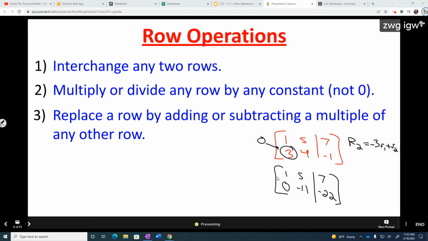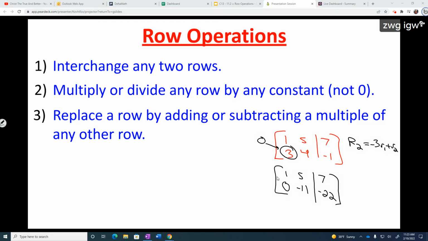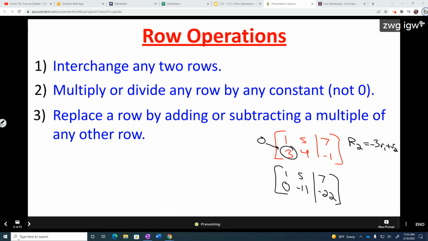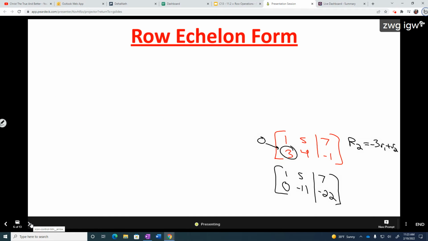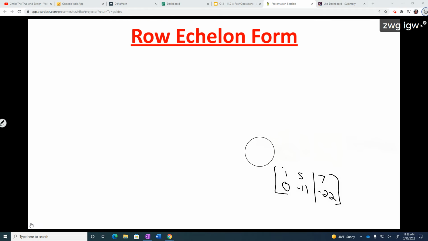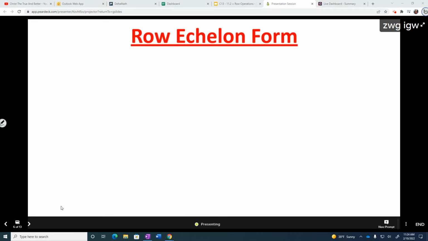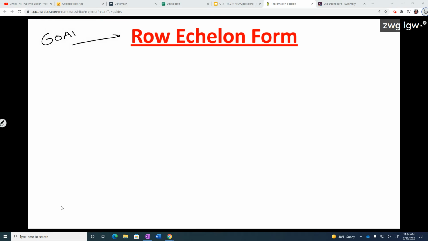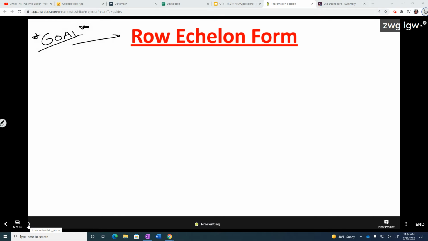Okay, so the goal in doing this, you can see what I did, is we changed this to a 1 and this to a 0. We're trying to write these things in what's called row echelon form. That's going to be the next thing, and then we'll do some problems: what row echelon form is. This is going to be our goal for today, to write matrices in this form. And today you're going to be walked through how to get there.